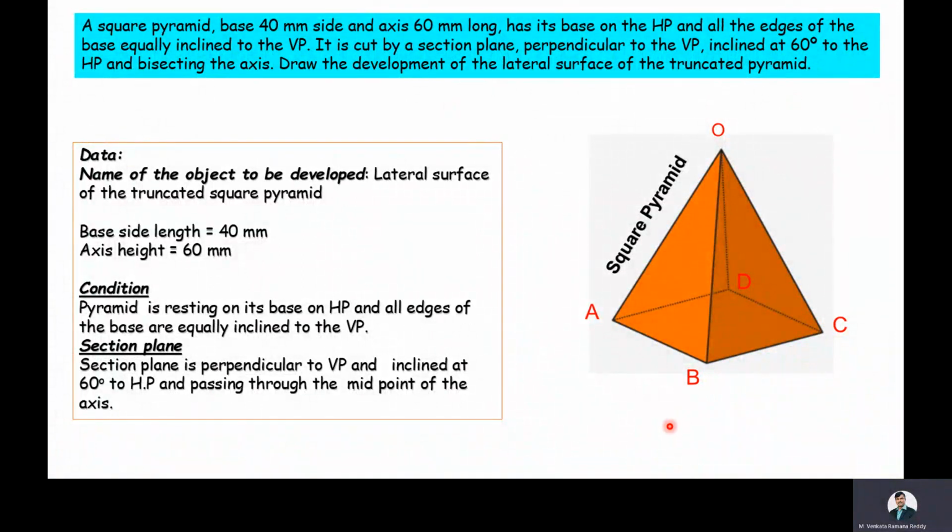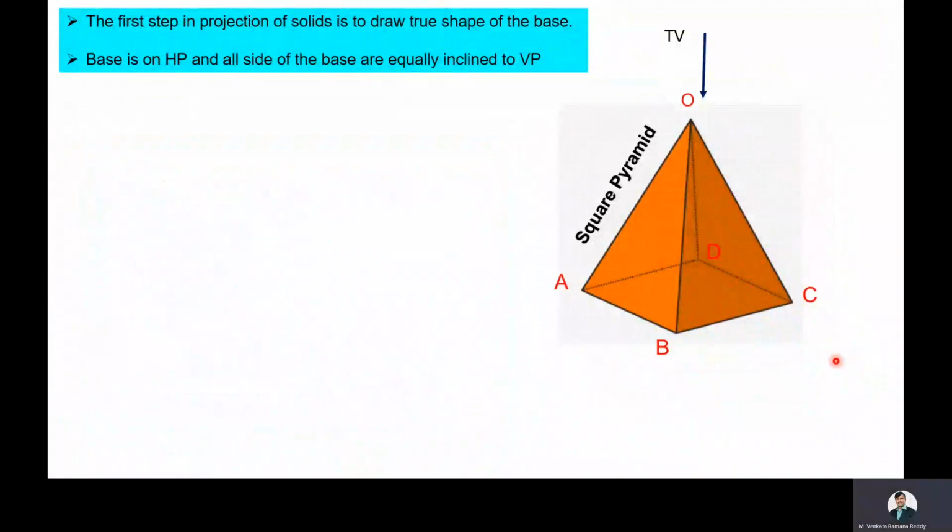For that, first we need to draw the true shape of the base of a square pyramid. The first step in the projection of solids is to draw the true shape of the base. Here, the square pyramid is resting on its base on HP such that all the base edges are equally inclined to the VP. So, the true shape of the base is visible in the top view. Here, in the top view, you are able to see the true shape of the base, that is square, with all the sides making an angle of 45 degrees to the XY line.